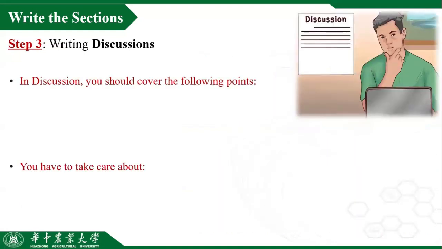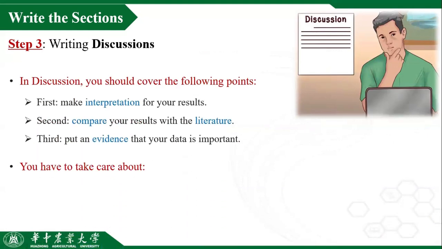After that, writing the discussion. The discussion is the place to interpret your results. If you write the discussion as a separate part, you have to make an interpretation and write the reason for each result you got. Second, compare these results with previous works. From the literature, you find different and similar works to compare with. And finally, put in evidence that your data is important. So first, interpret. Second, compare. Third, state why your work is important.